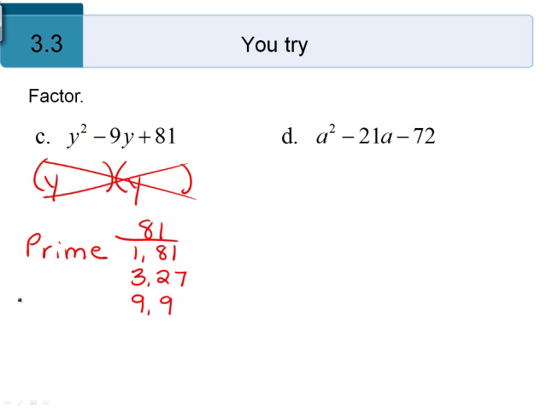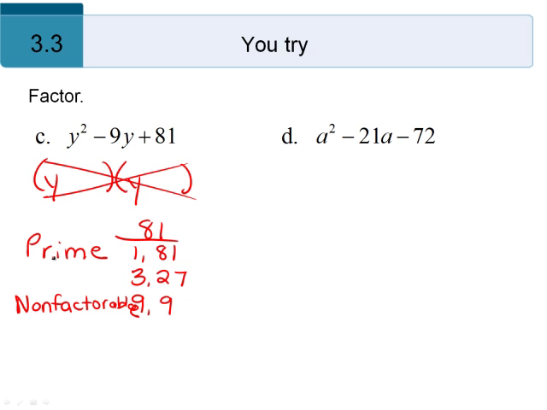You can't do it. Or in WebAssign, they may ask you to type in non-factorable, which is a very long word. I like prime better, but WebAssign uses non-factorable.